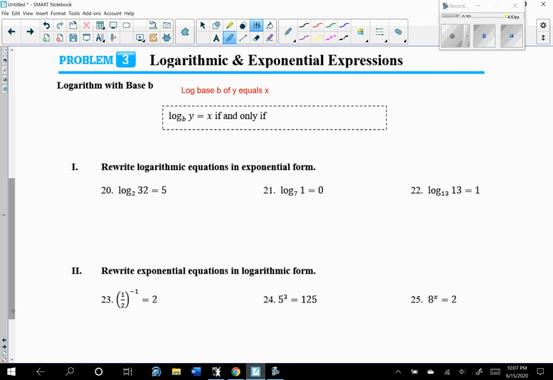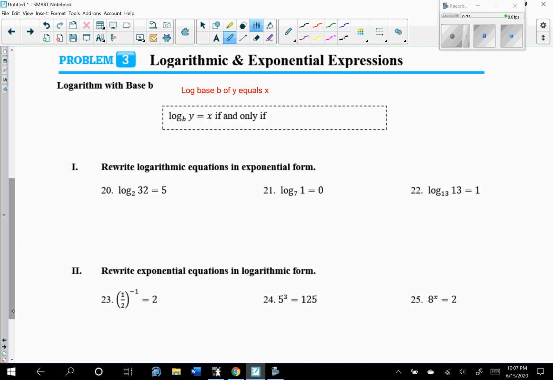The next problem is going to be looking at logarithmic and exponential expressions, which is something that we are going to be focusing on for this unit. This is just getting into what the whole unit is going to be about, which is the fact that these two functions are inverses of each other, which we're going to be talking more about in the next section.